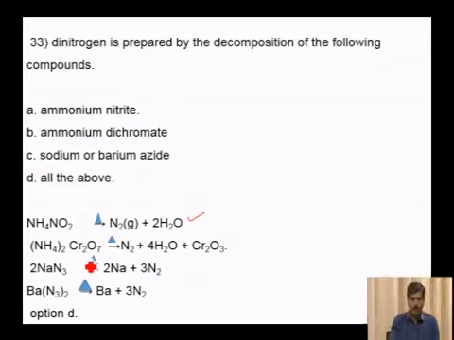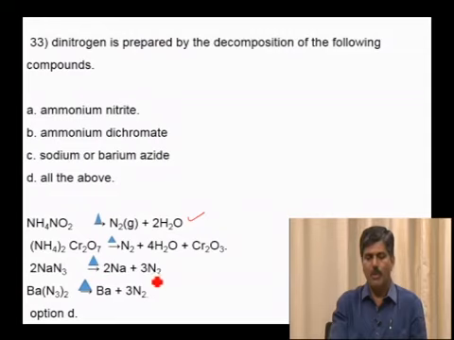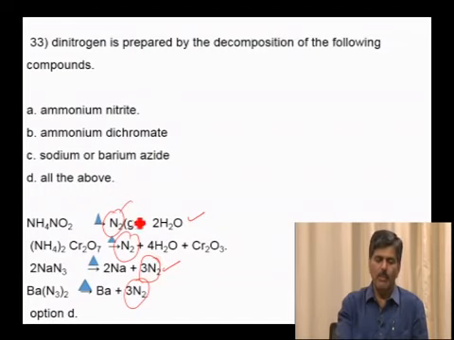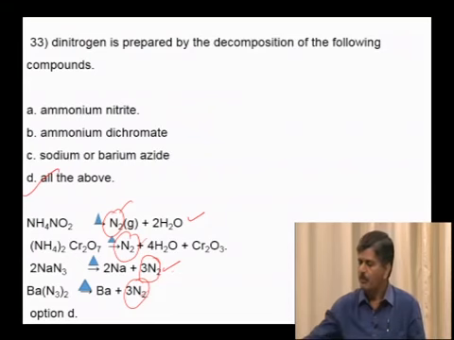The next one is ammonium dichromate. On heating ammonium dichromate, we also get nitrogen, water and chromic oxide. Similarly the third one, sodium azide, formula is 2NaN3. On heating it gives N2. The fourth one, barium azide, on heating gives barium and dinitrogen. So in all these compounds, nitrogen is formed. Therefore the answer is D, all the above.